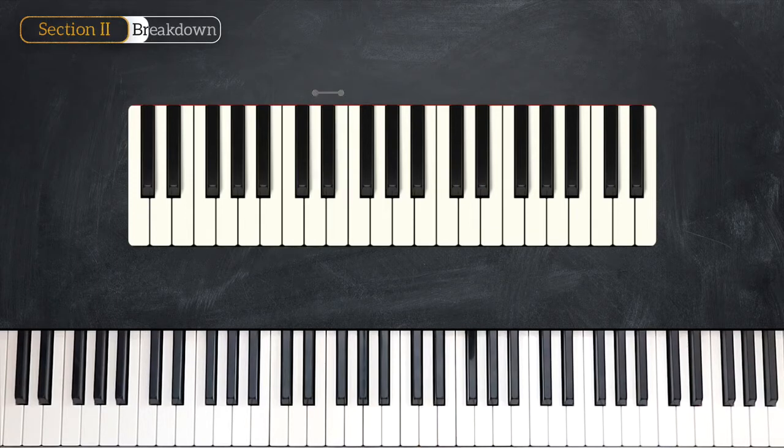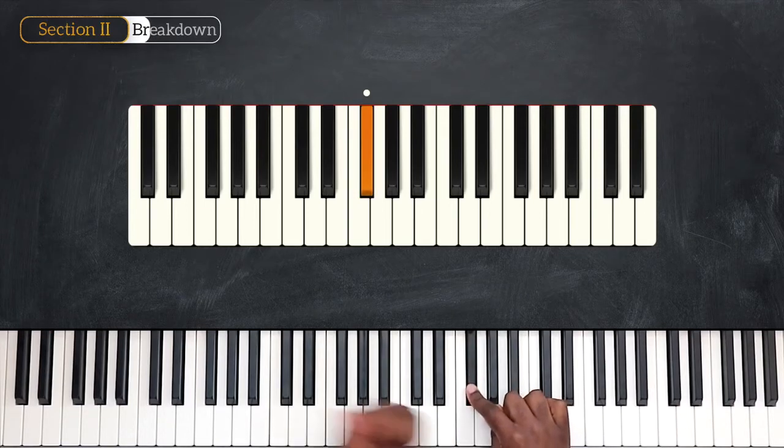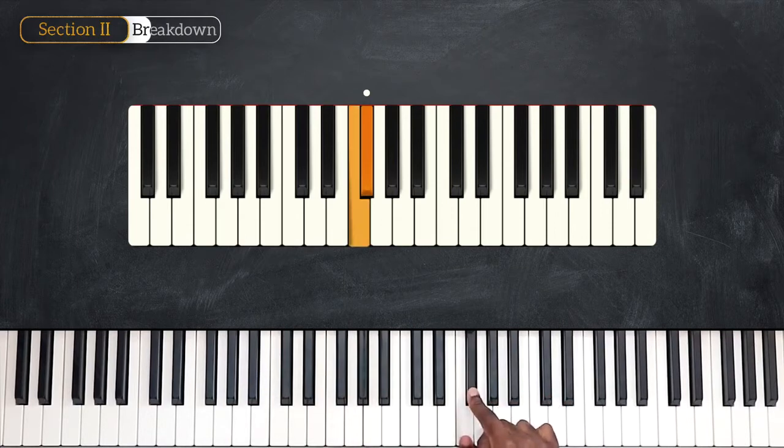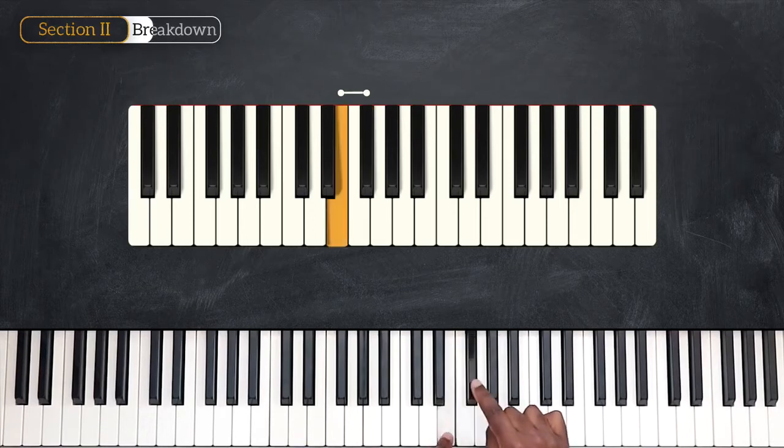Another example, let's take this note. The note next to it, going on the left, is this one. So that's one half step. If I do it again, I get here, so the distance between the two is one whole step. So, in general, the half step is when you see two notes right next to each other.